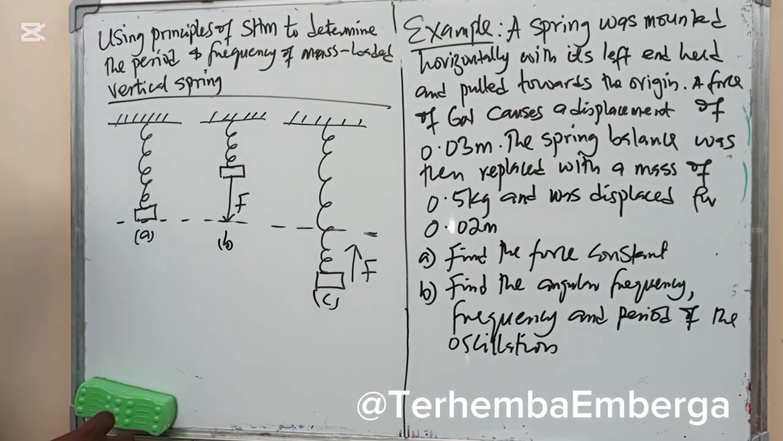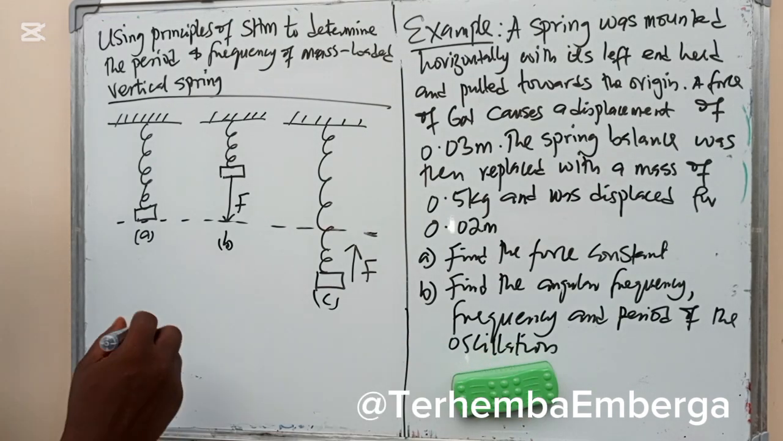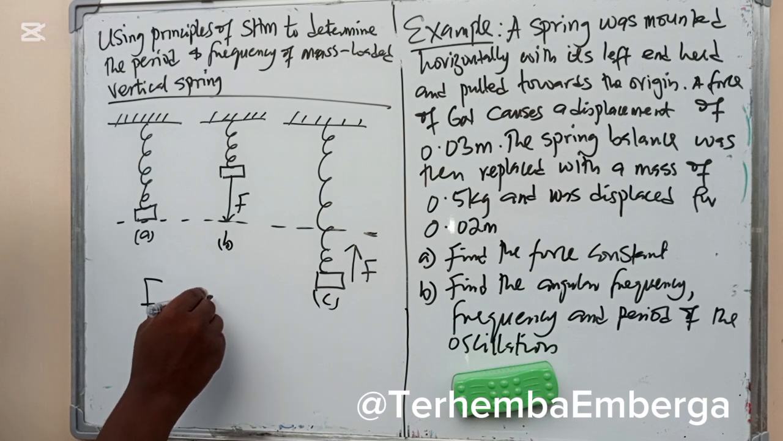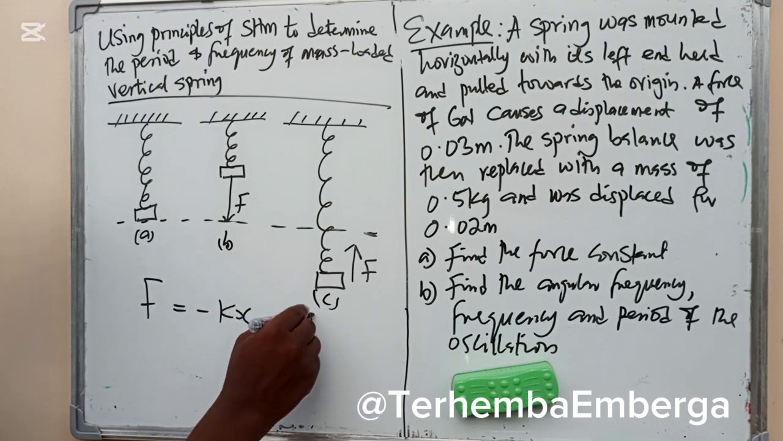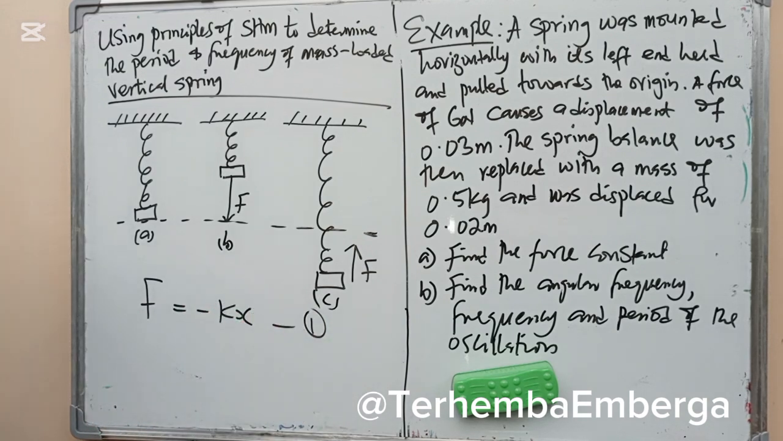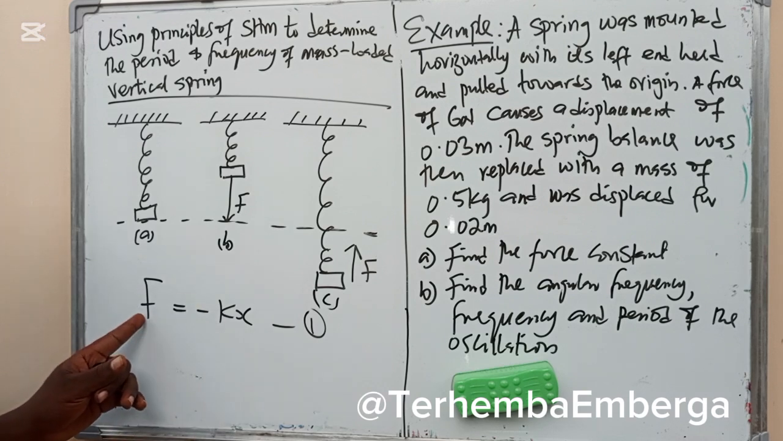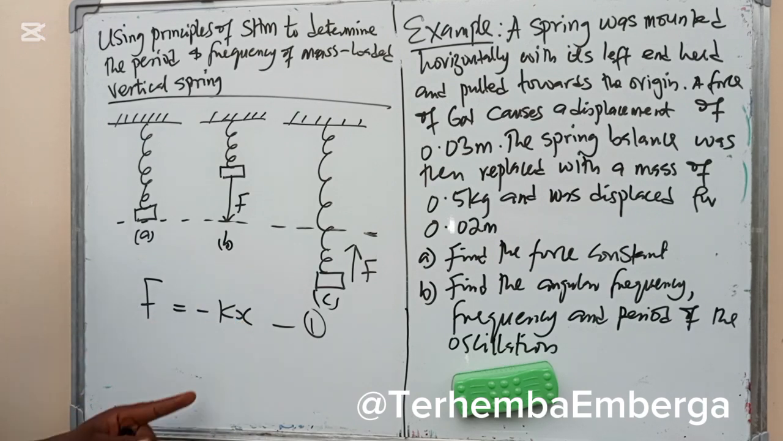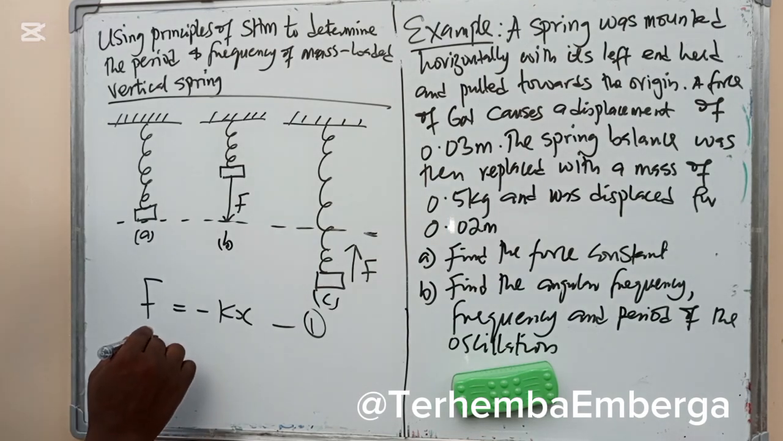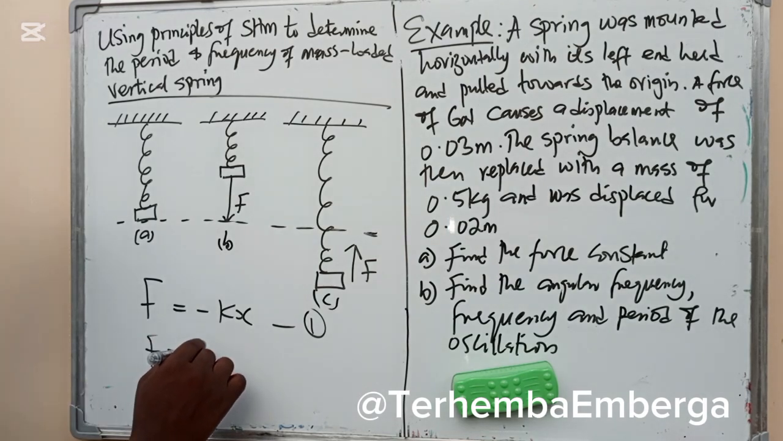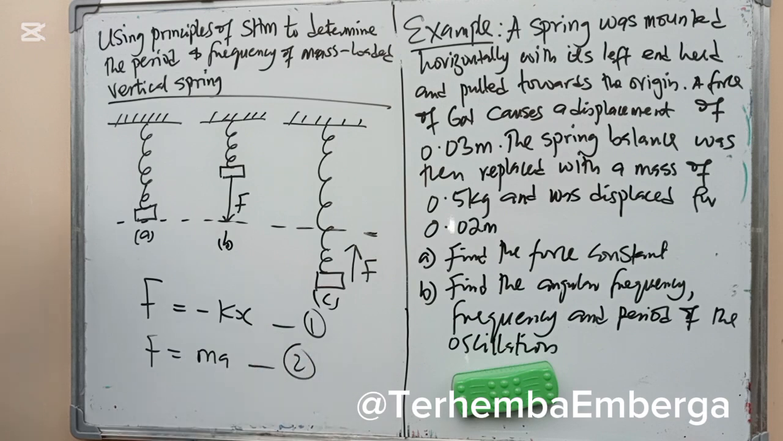So from the statement of Hooke's law, we know that F is equal to minus kx. This is equation 1. F is the applied force, x is the extension, and k is the force constant. In this case, we have minus because of the restoring force. From Newton's second law of motion, we also know that F is equal to ma. This is equation 2.